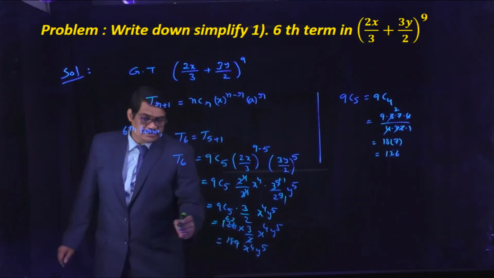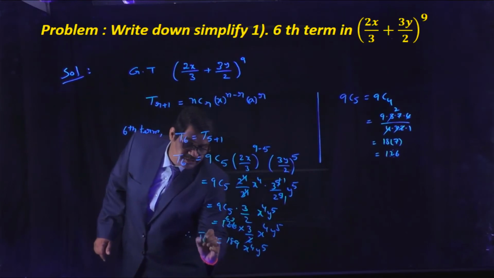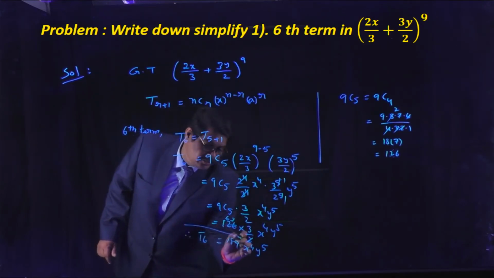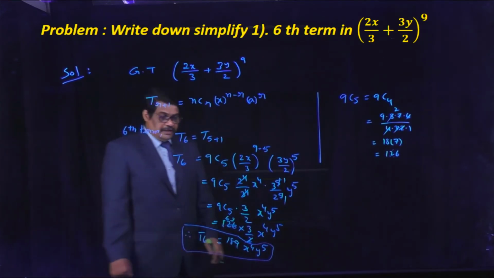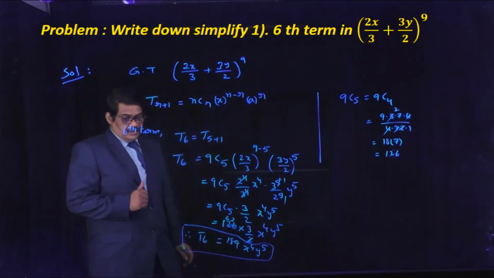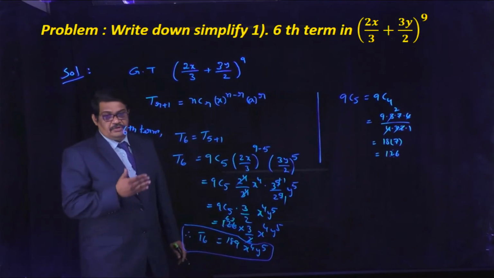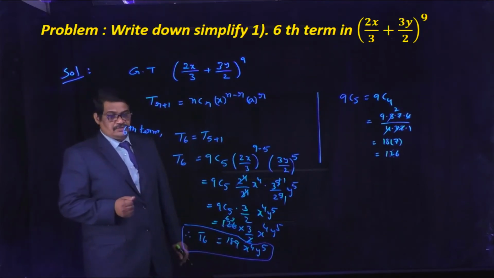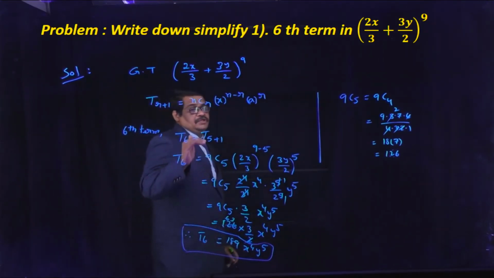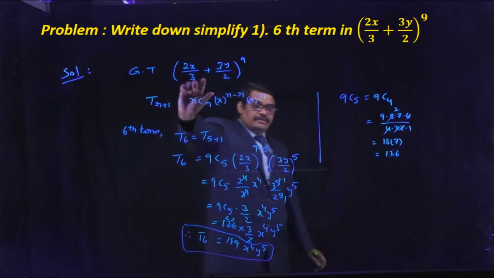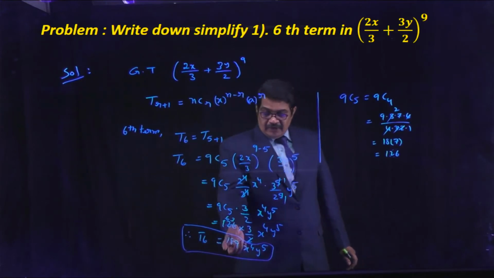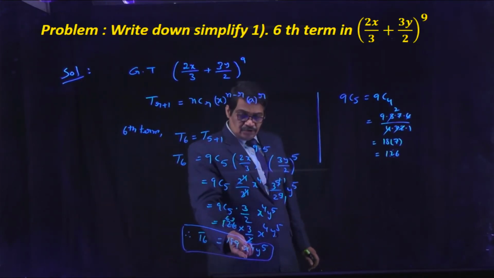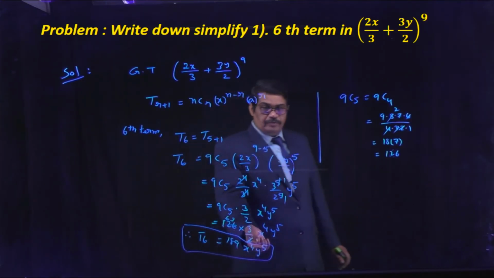So what is the sixth term? Therefore here the sixth term value is 189 into x to the power of 4 into y to the power of 5. So that is the sixth term in the given expression. In the expansion of the given expression, the sixth term value is 189 into x to the power of 4 into y to the power of 5.